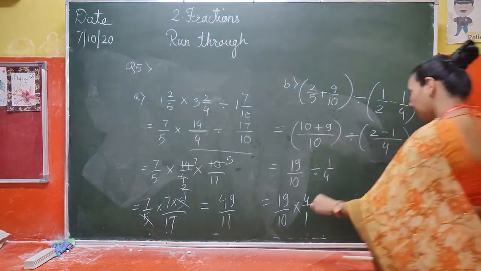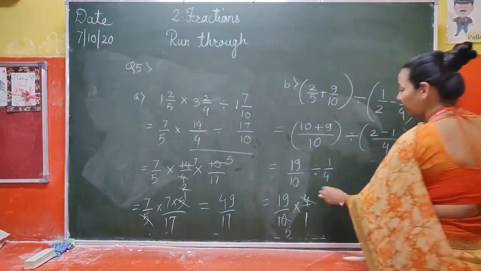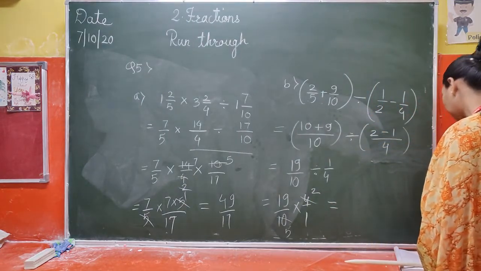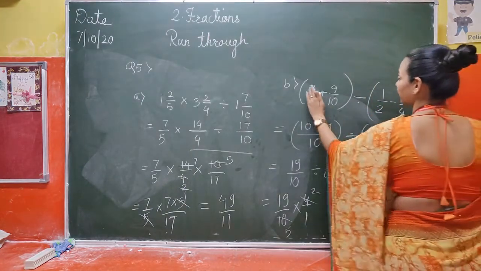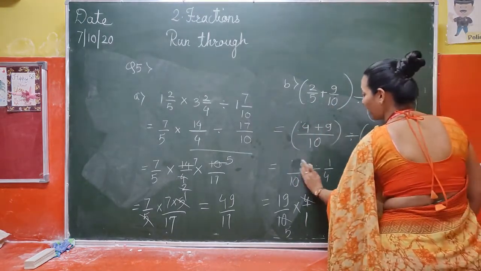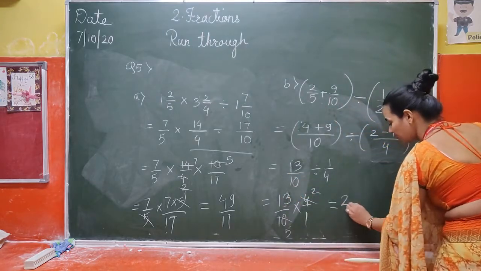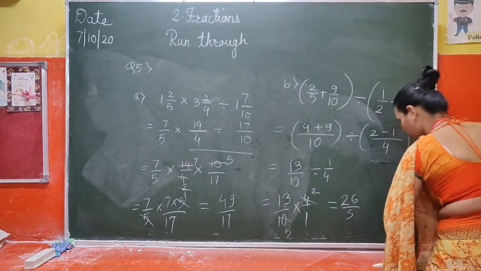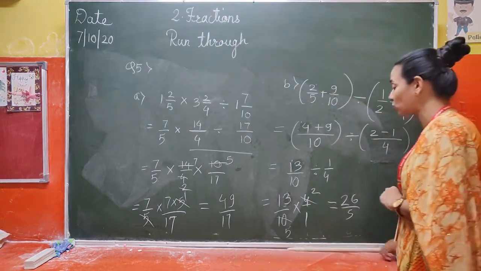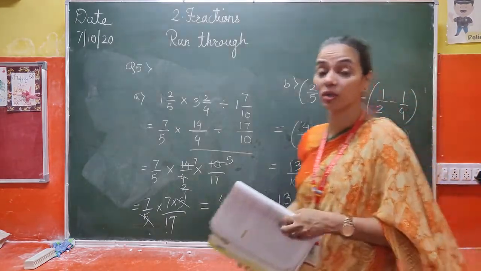So what will I have? 5s, and here it will be 2s. Sorry, it will be 4. I'm sorry. 2 2s are 4, and it is 13. Okay, so I have 13 2s, that is 26 upon 5. So this will be your answer. Okay, so the answer will be 26 upon 5. So like this you can solve all the sums.